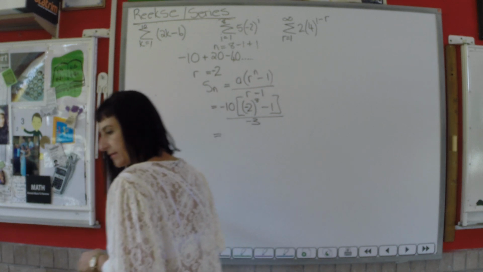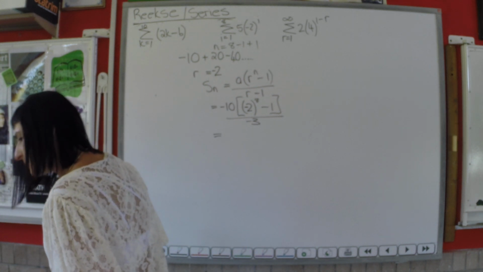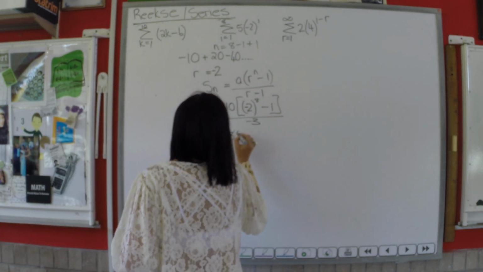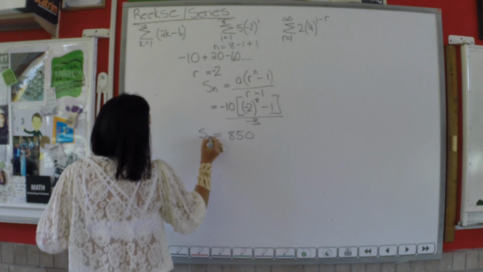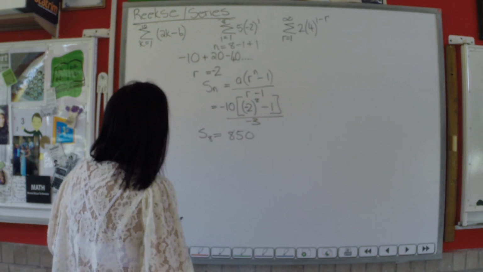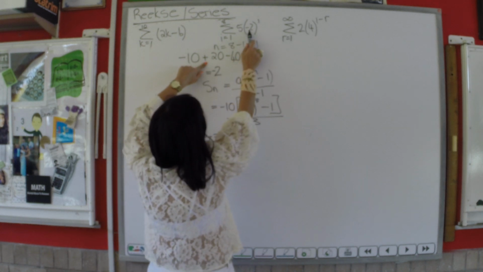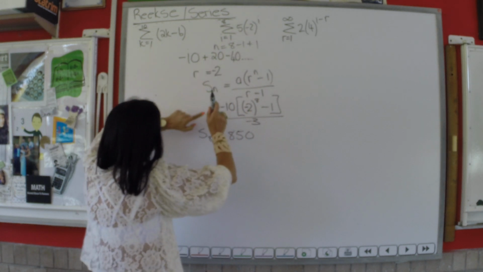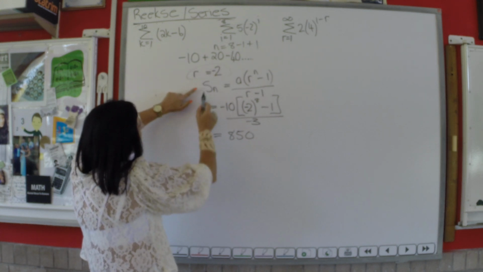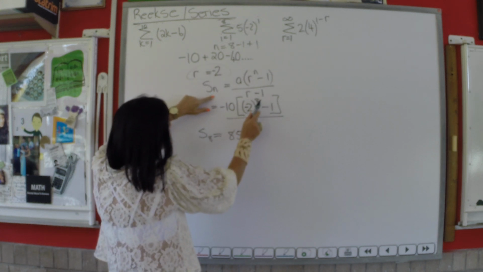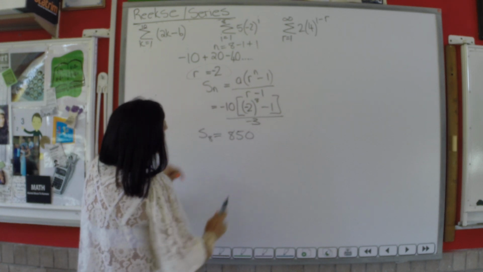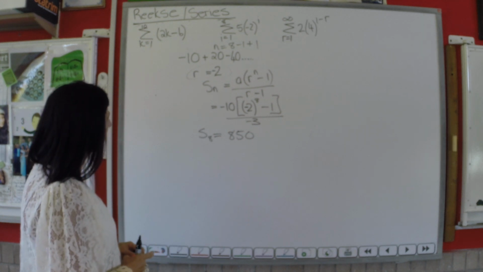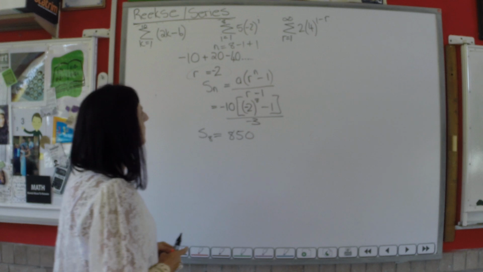Be careful about that, and then the sum of is going to be 850. Sum of the first 8 terms is going to be 150. Be careful, because minus 2 to the power of 2 gives me plus 4, and 5 times plus 4 gives me plus 20. So my constant ratio is going to be minus 2, so I substitute the minus 2 into the place of r. Okay, let's look at the last one.